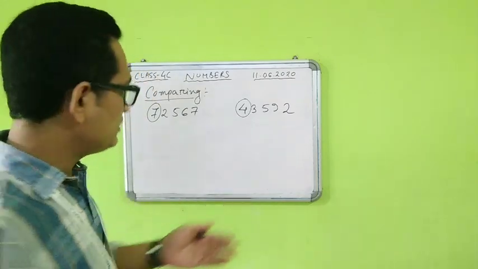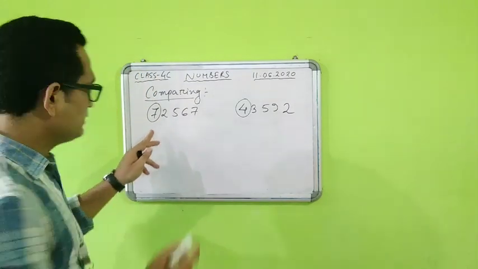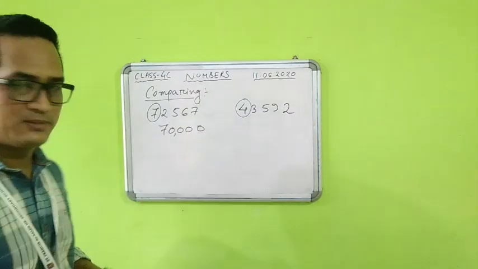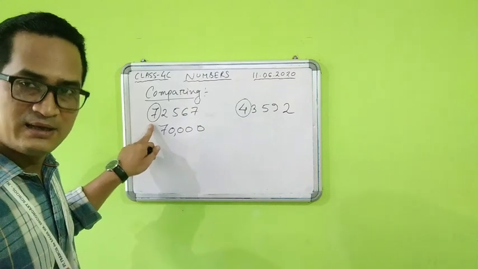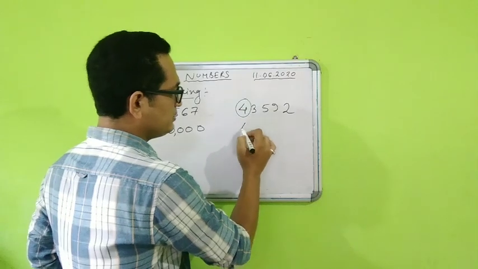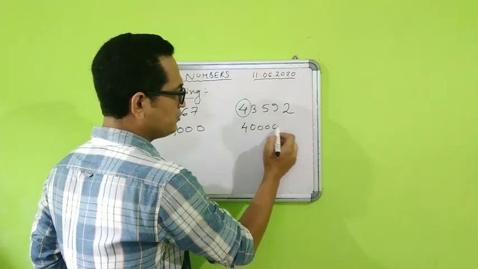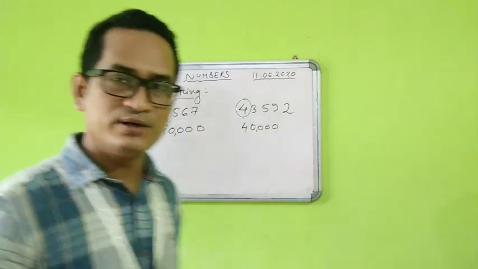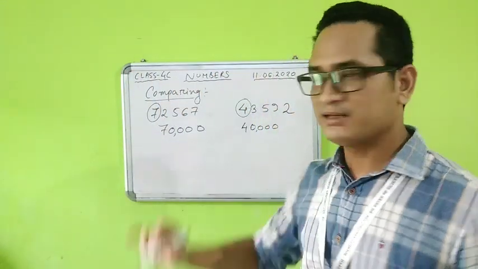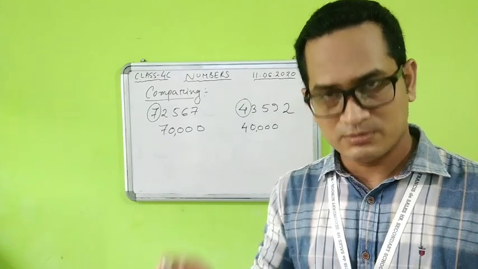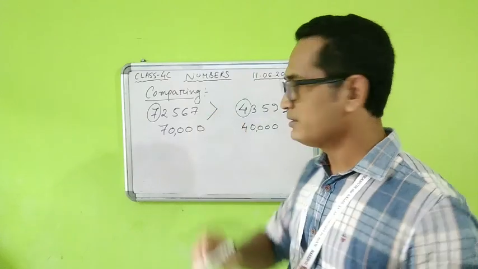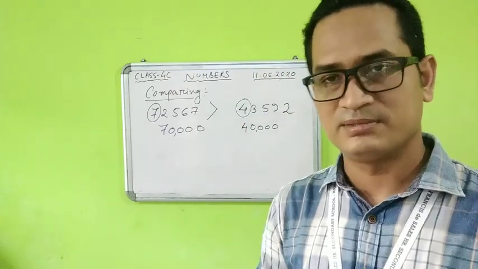If you find the place value of 7, it will be 70,000, because 7 is in the 10,000 place. So 7 into 10,000 is 70,000. Similarly, what will be the place value of 4? The place value of 4 will be 40,000, since 4 is sitting in the 10,000 place. If you compare 70,000 and 40,000, we can clearly understand that 70,000 is greater. That means this number will be greater than the second number.